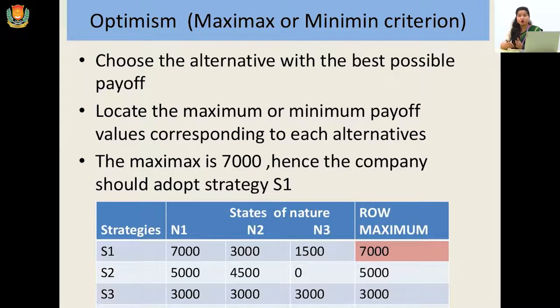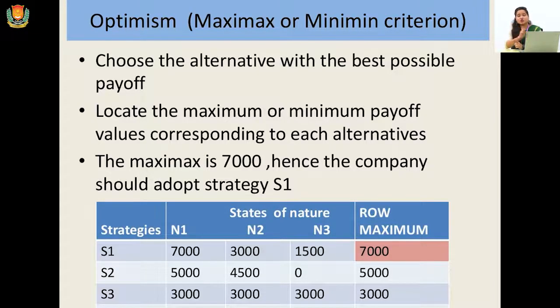So obviously, or more sales in the market. He will choose the best alternative, which will be the higher one. Okay. So on this basis, we have the best possible payoff, which again has two alternatives or two criteria. The first one is maximax and the second one is minimin.